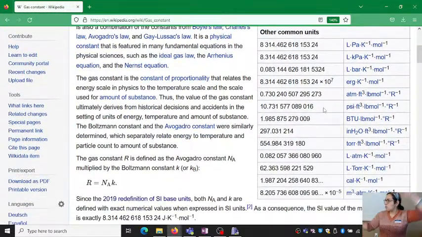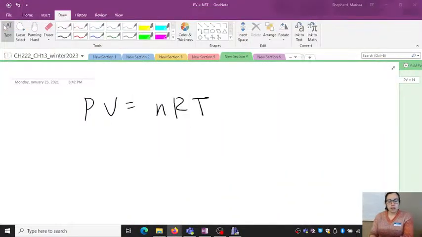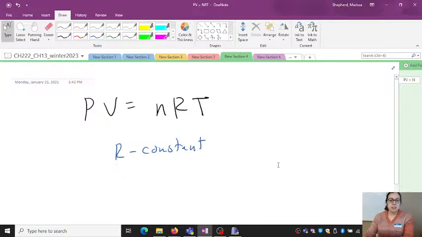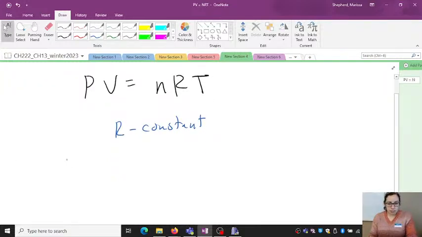So when you look at this, don't panic. Just look for what we always work in: liters, atm, Kelvin, moles. That's why I just stick with that so we can be consistent with our gas constant. And that means R is our constant. If R is a constant, that means you can set everything equal to that. So P1, V1, and then move this over to the other side, over N1, T1 is equal to R.